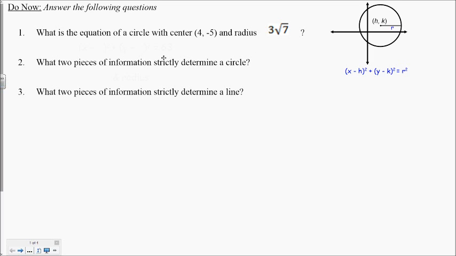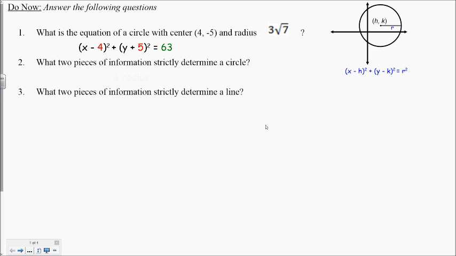So to figure out how to plug these into my equation, I'm going to need to find the radius squared. So I'll take 3 rad 7 squared, which would be 9 times 7 or 63, and then I'll plug in my corresponding values to the center of my circle. So it'll be x minus 4 and y plus 5. Recall that the signs of the values in this form are opposite that of the center, and my radius is squared, so I have 63.